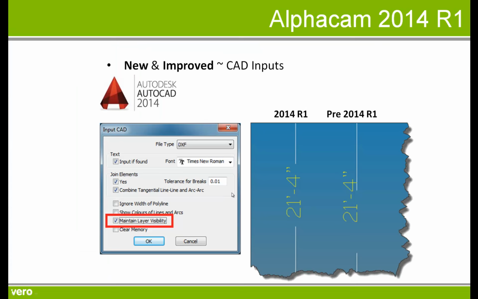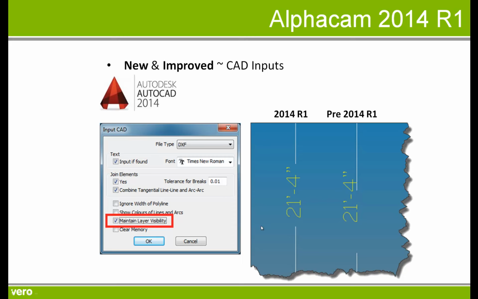CAD inputs have been improved. Alphacam is now able to read Autodesk AutoCAD 2014 DWG files. Also, when we read in CAD files, we are able to maintain layer visibility. So for example, if you've hidden a layer within AutoCAD and you read it into Alphacam, you have the ability to keep that hidden, or you can obviously tick it and switch it on.